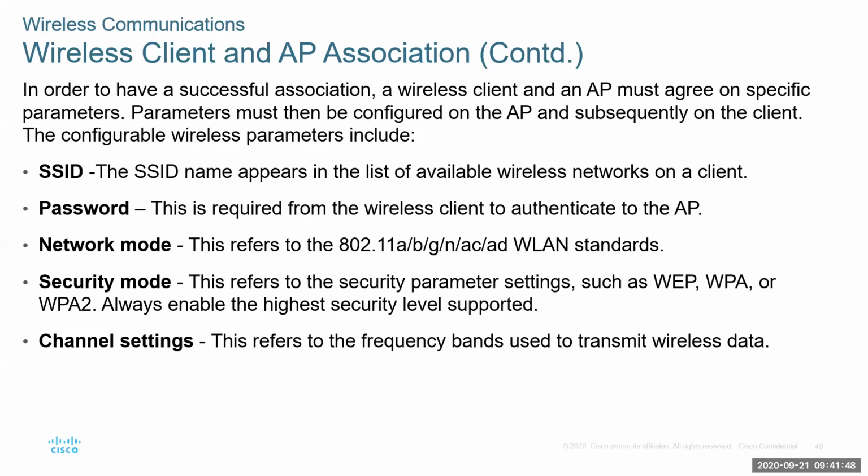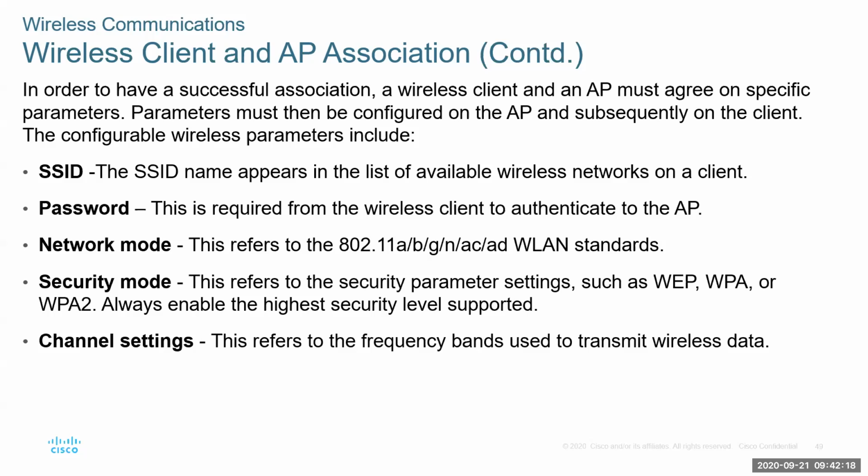You have a password. This is generally required from the wireless client to associate or authenticate with the access point. This could be at different levels of encryption, which we're going to talk about in the security mode. You have a network mode, which is going to be all the different standards that are out there, and there's a lot more now. You have A, B, G, N, and then AC and AD, which is just going to refer to typically the mode which allows different transmission speeds.